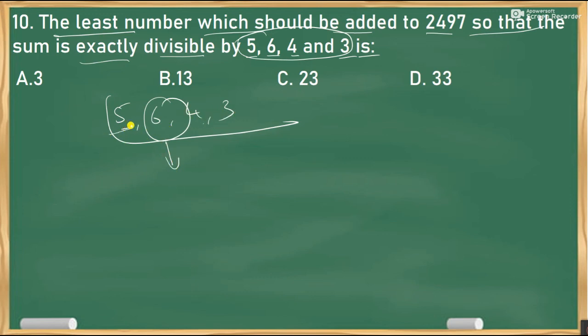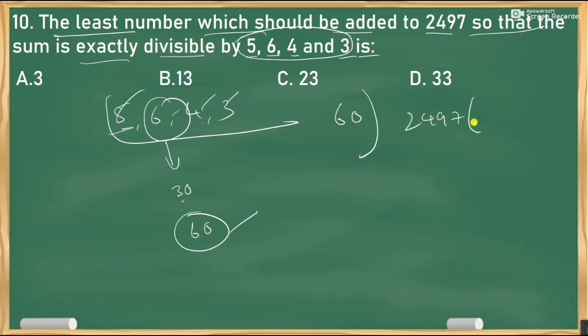Because 5 is there, I only have to write the multiples which end with 5 or 0. So 6 5s are 30. 30 doesn't go with 4. Next, 6 10s are 60. So 60 goes with 5, 4, 3 and 6 as well. So 60 is the LCM. Now divide 2497 by 60. So what do we get? 6 4s are 24, and 97. 6 1s are 6, 37.